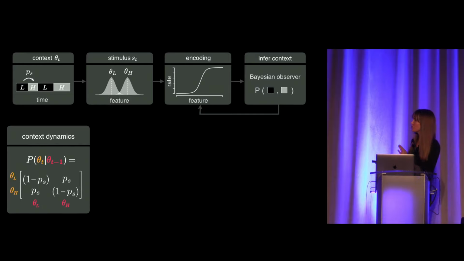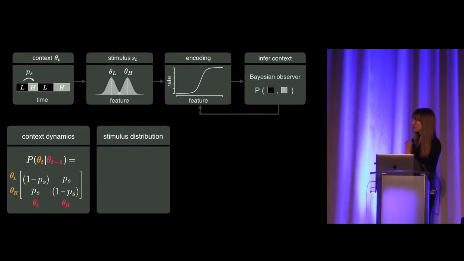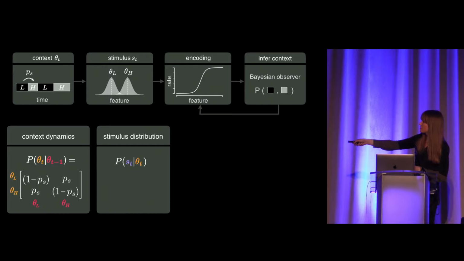Now, I'm going to assume that at any point in time, the value of the context specifies the distribution of sensory stimuli. And so the stimulus at time t, which I'll call S_t, is determined by the context at time t and nothing else.